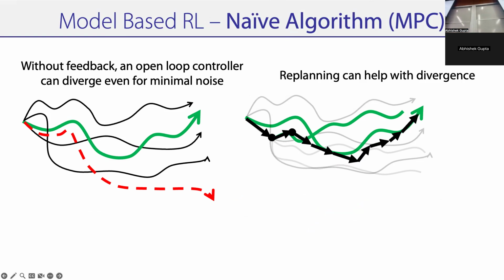And so you're going to take a bunch of random samples. You're going to pick the best one. You're going to execute it once. You're going to take a bunch of samples, pick the best one. You're going to execute it once. Repeat. Okay. But the important thing is that you're doing this in the learned model, not the true model.